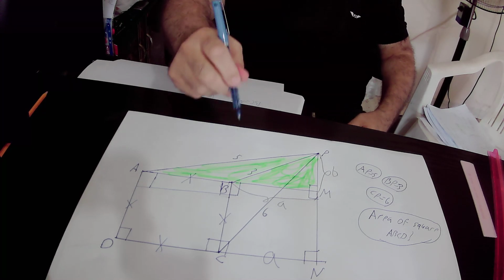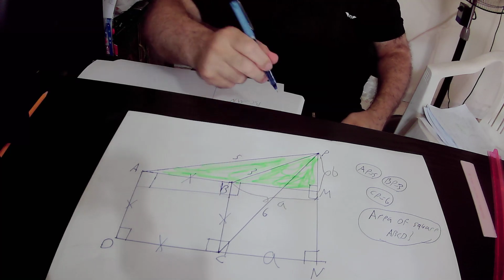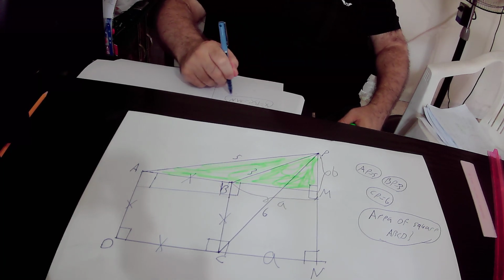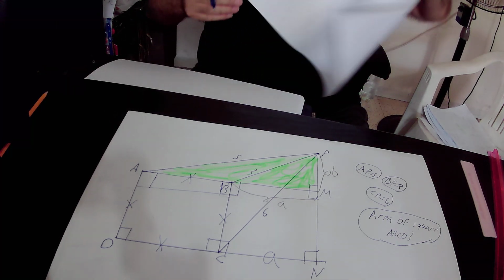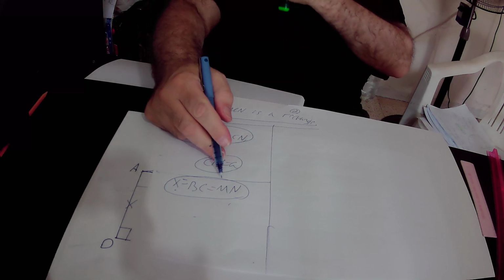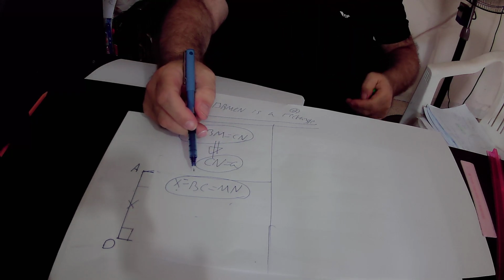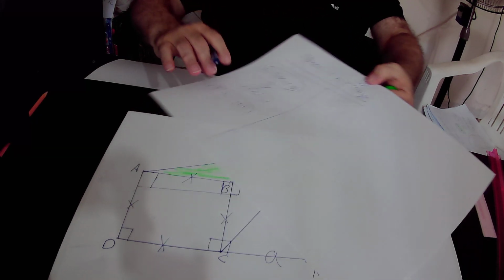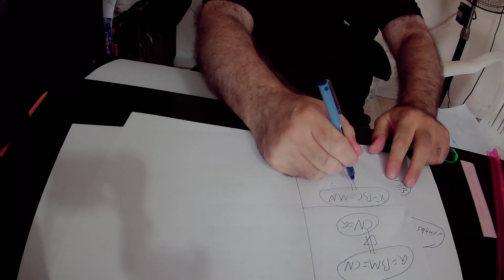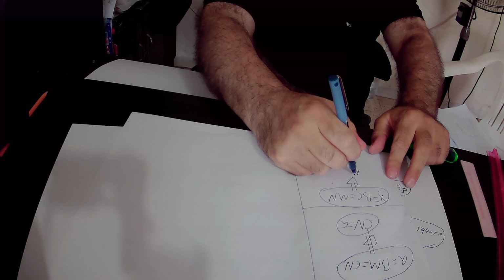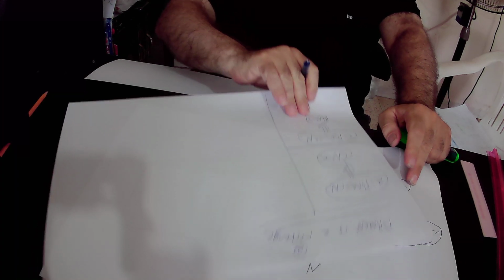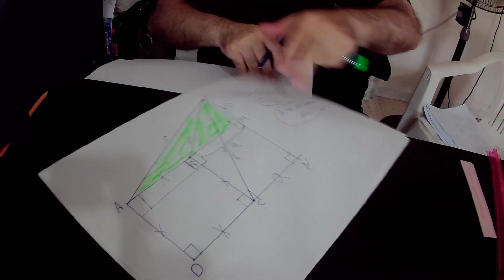But according to our definition, BC equals x, so we can write here that BC equals x. And from this equation, we can get x equals BC equals MN, so we derive that MN is also equal to x. Here, MN equals x.